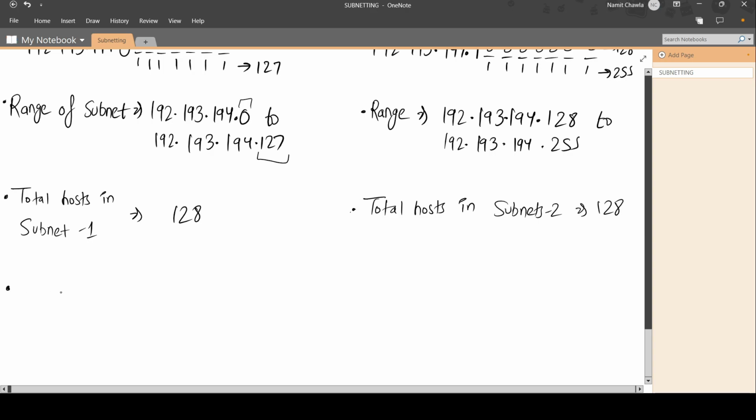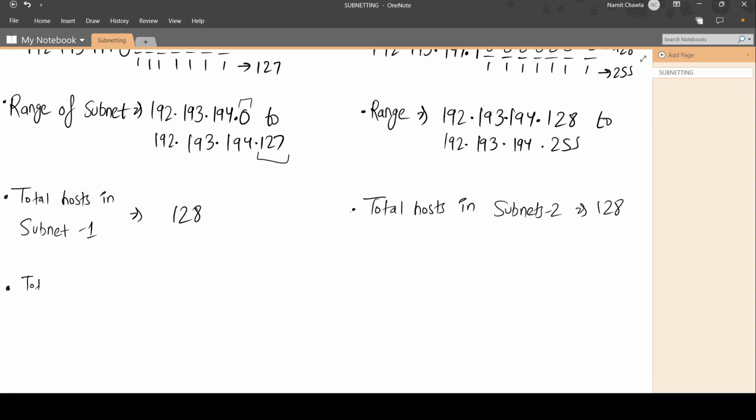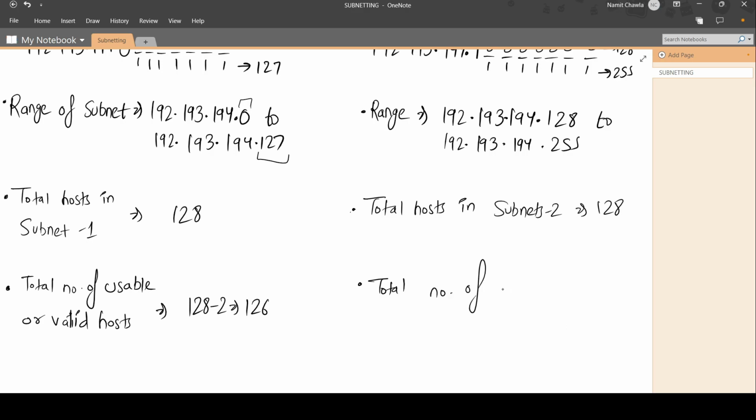Third point, earlier was total number of hosts, now it is total number of usable or valid hosts, obviously in subnet 1. We already know it is subtracted by 2, 128 minus 2, 126. Similarly, total number of usable or valid hosts is equal to 128 minus 2, which is 126. Done.